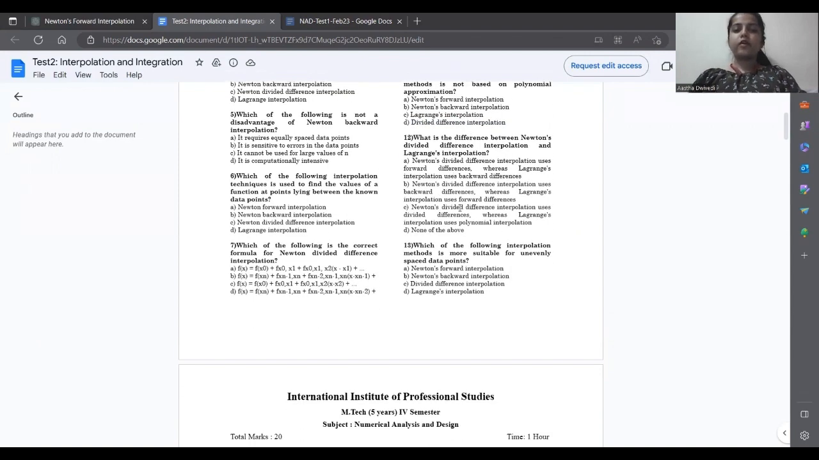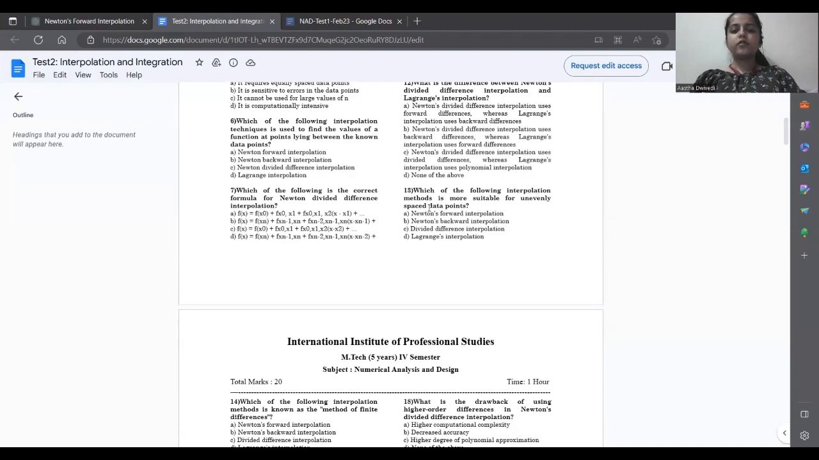Next question. What is the difference between Newton divided difference interpolation and Lagrange interpolation? Newton divided difference interpolation uses forward difference, whereas Lagrange interpolation uses backward difference. Newton divided difference interpolation uses backward difference, whereas Lagrange interpolation uses forward difference. Newton divided difference interpolation uses divided difference, whereas Lagrange interpolation uses polynomial interpolation, and none of this. So the correct answer is C. Newton divided difference uses divided differences, whereas Lagrange interpolation is a polynomial approximation.